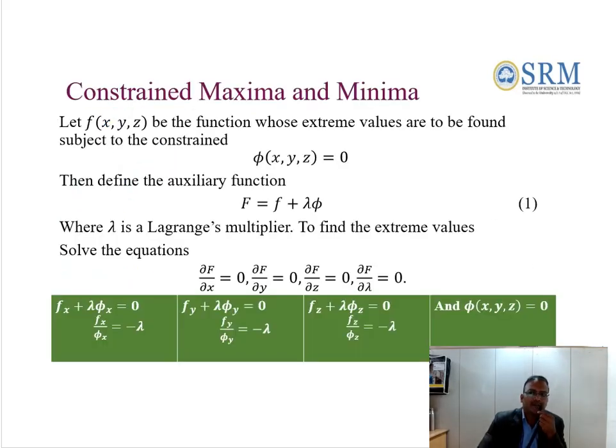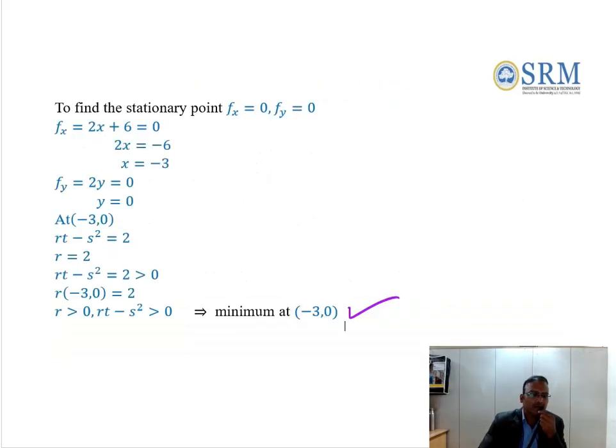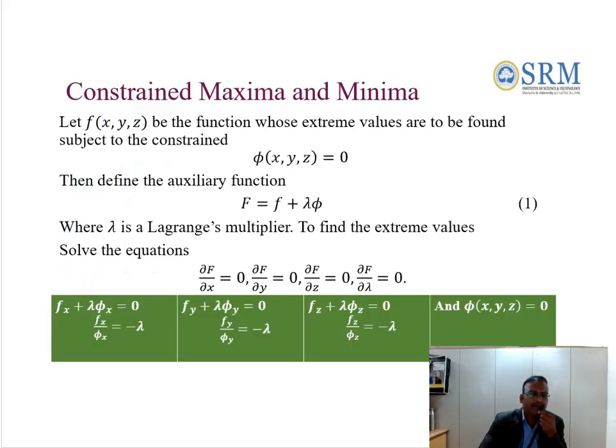So far, we have seen a few problems. In these, we didn't fix any constraint or condition on the variables. We have taken x, y running from minus infinity to plus infinity, right? There is no restriction on the variables x and y. But sometimes we will have some constraint among the variables x, y, z.